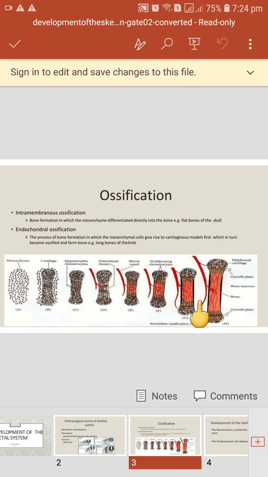There are normally two centers of ossification: the primary center of ossification and the secondary center of ossification. The primary center of ossification is located in the shaft, or you can say the diaphysis, of the long bones, and the secondary ossification center is present at the ends of the long bone, as you can see here.